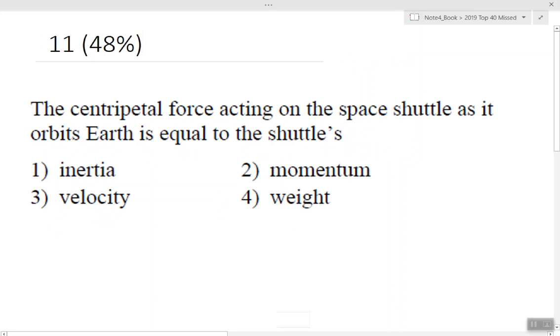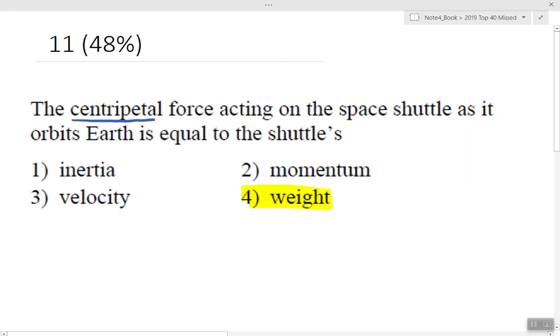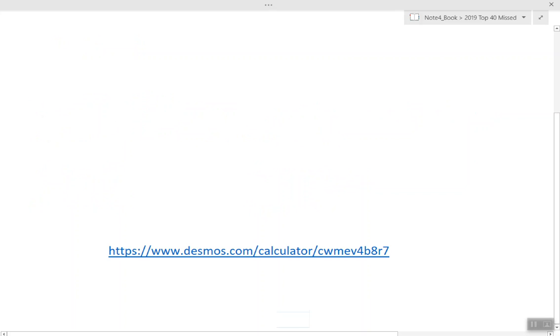Question 11. 4. Weight. Here's the deal. Centripetal is not actually a force, despite that word force being there. Centripetal is direction. It's like downward force isn't a thing. Gravity is what's actually pulling you down. It just happens to be going down. Now I can't resist showing you another Desmos I made at this link.